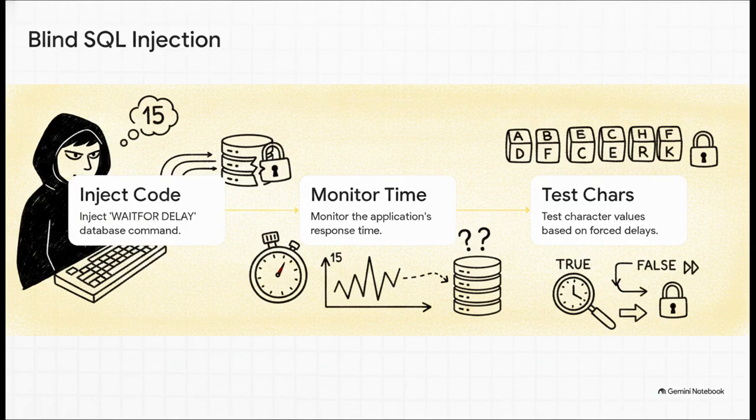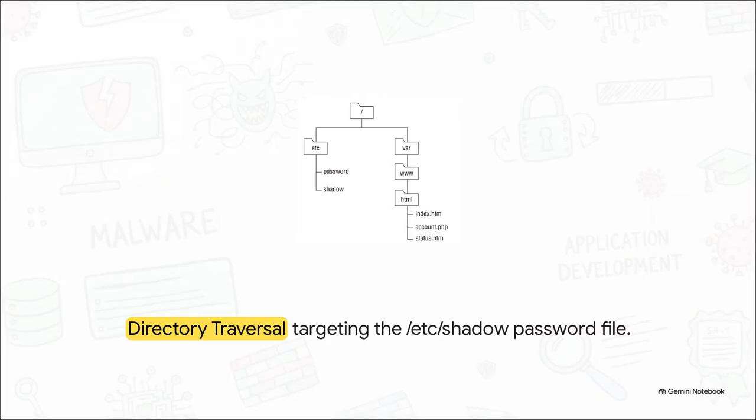By asking the database true or false questions like, is the first letter of the password A, and telling it to delay only if true, an attacker can extract a database password letter by letter, purely by measuring how long the server takes to respond. Crazy, right? Now, what's really interesting about this next concept is how simple it is.